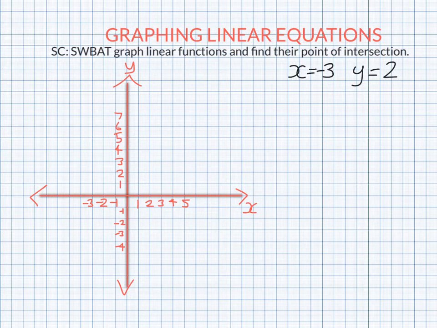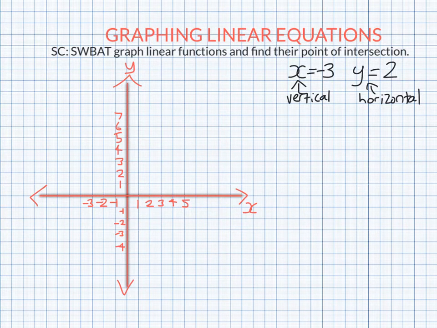But these are special cases, so anything that's x equals a number is going to be a perfectly vertical line, and anything that's y equals a number is going to be perfectly horizontal. So just so you know, anything that's x equals a number is not a function. Anything that's y equals a number is a function. So let's first graph x equals minus 3.